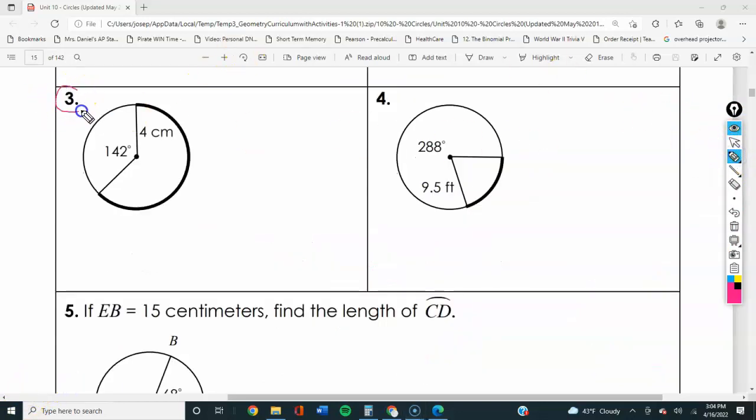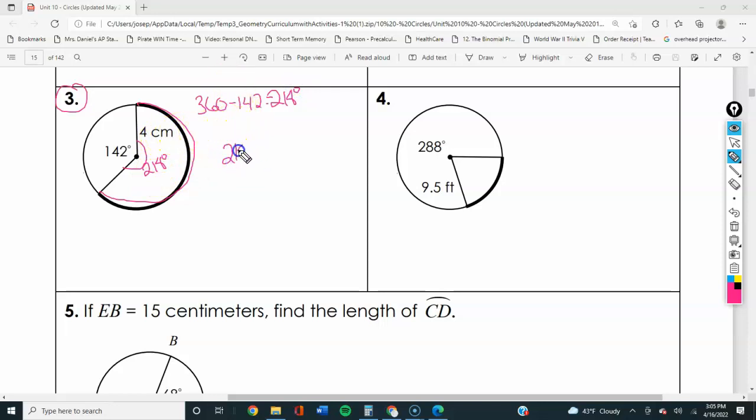All right, on number 3, looking for this length here. I don't have a degree measure. I know this part's 142, but I don't have the arc part, so I need to find that first. So I'm going to do 360 minus 142, and that'll get me my magic number, 218. So this is 218 degrees. Now I have my degree measure, I have a radius, so I can get right to it.